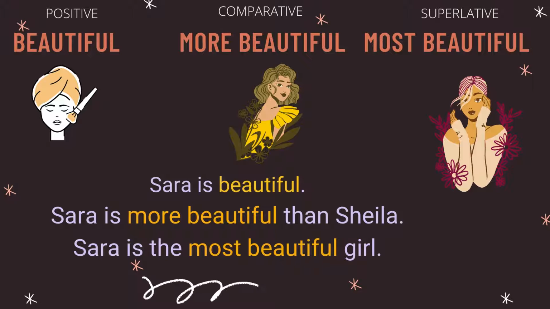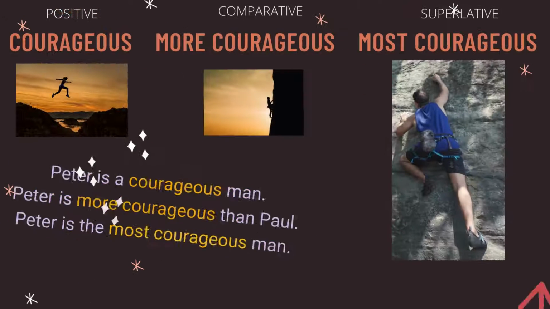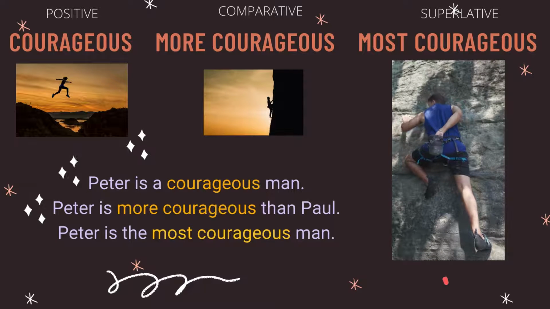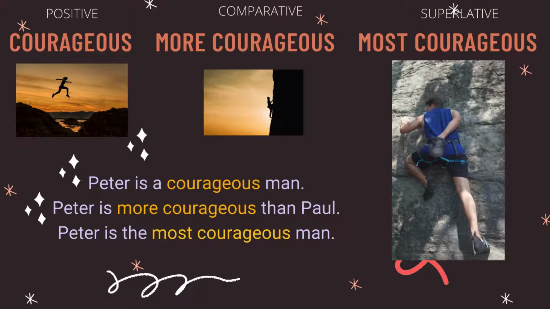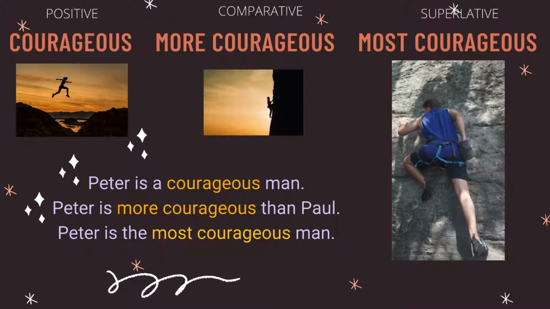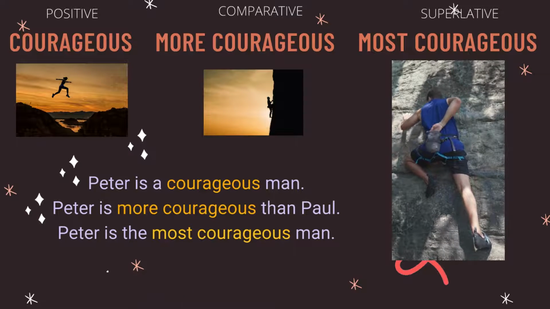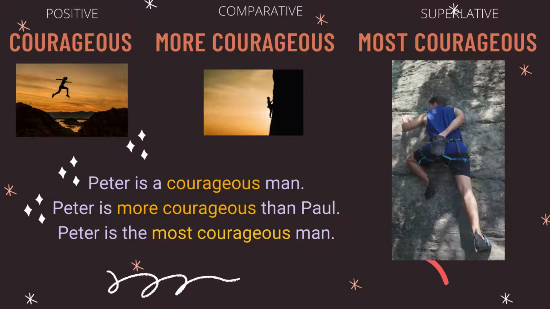Sarah is beautiful. Sarah is more beautiful than Sheila. Sarah is the most beautiful girl. And don't forget to add than for comparative and the for superlative. The most beautiful. Second example, courageous, more courageous, and most courageous. Peter is a courageous man. Peter is more courageous than Paul. Peter is the most courageous man.